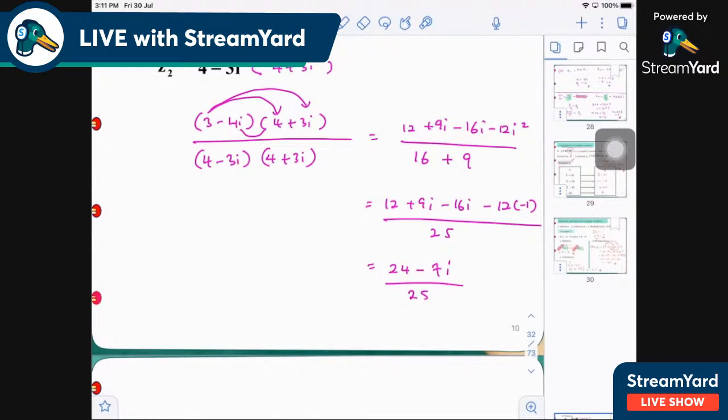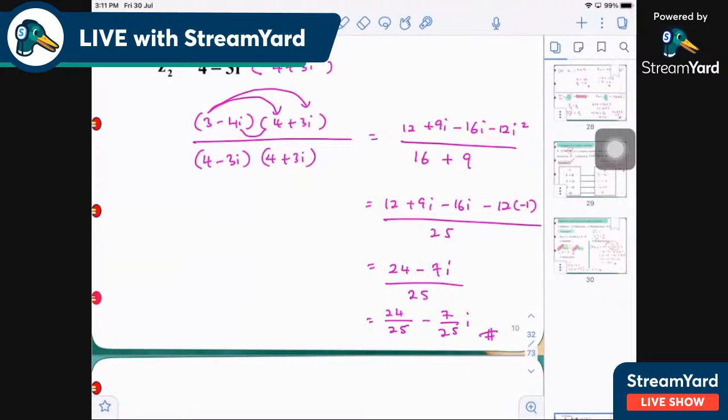So division of a complex number is basically multiplying with the conjugate. Can everyone understand? Okay, we do one more example for division.